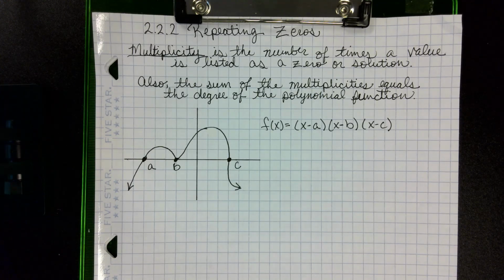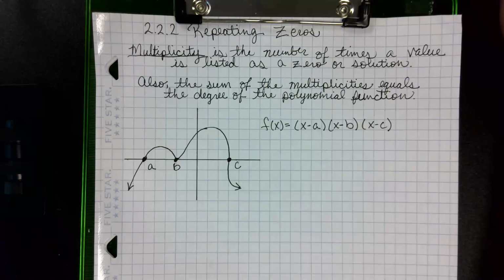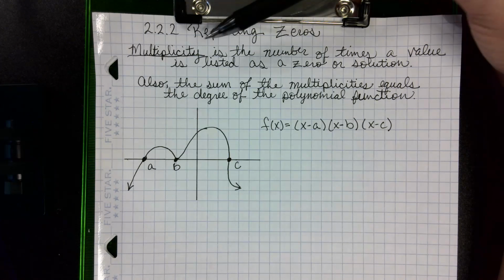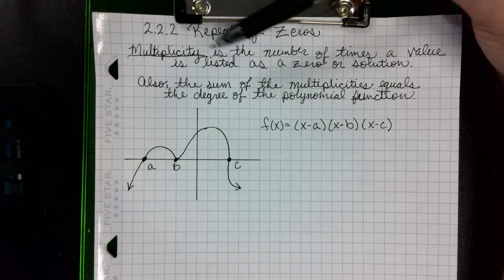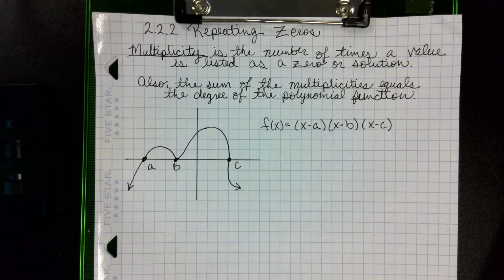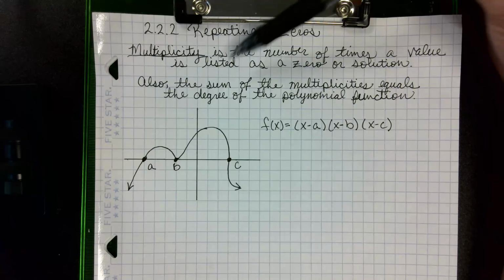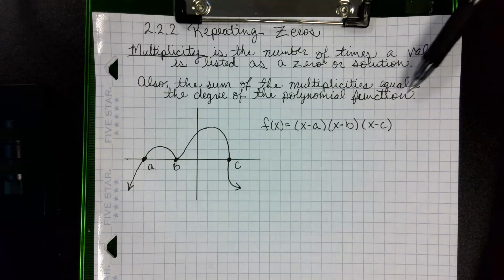Chapter 2, Section 2, Day 2, repeating zeros. So this is the same definition I gave you at the end of the last notes. Multiplicity is the number of times a value is listed as a zero or solution. Also, the sum of the multiplicities equals the degree of the polynomial function.